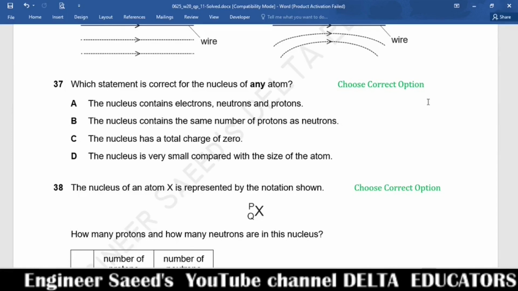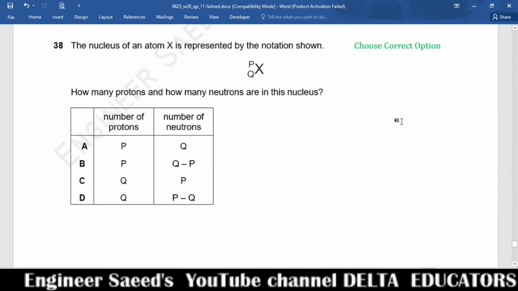Option C, the nucleus has a total charge of 0. It is also incorrect because in a nucleus we have protons and neutrons. Protons are positively charged and neutrons are neutral. So in a nucleus we have positive charge. So this statement is also incorrect. Option D, the nucleus is very small compared with the size of the atom. Yes, it is correct. If we compare the size of the atom with the size of the nucleus, that is the central part of the atom, the nucleus is very small. So here the correct option will be option D.